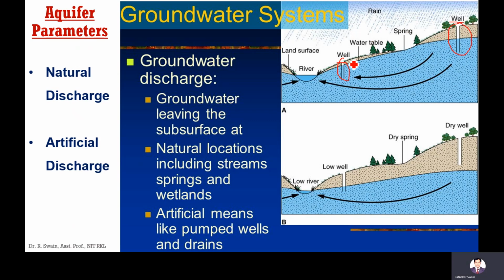You can see that due to the discharge, or due to the extraction of water from the groundwater table, the water level decreases. If you see figure A and figure B, here the level of the water table gradually decreases. So remember, discharge causes the decrease of the groundwater table, and recharge increases the groundwater table.